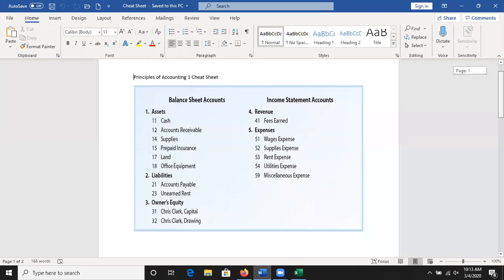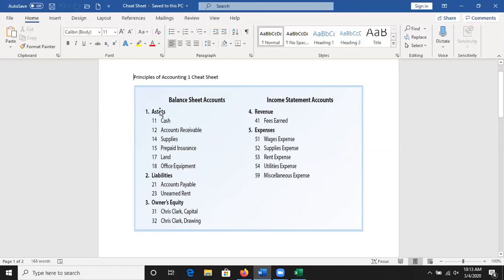And for now, for this week, the only useful part of it is this top part where what I have is the main account classes that we are learning about this week: assets, liabilities, owner's equity, revenue, and expenses. Okay?